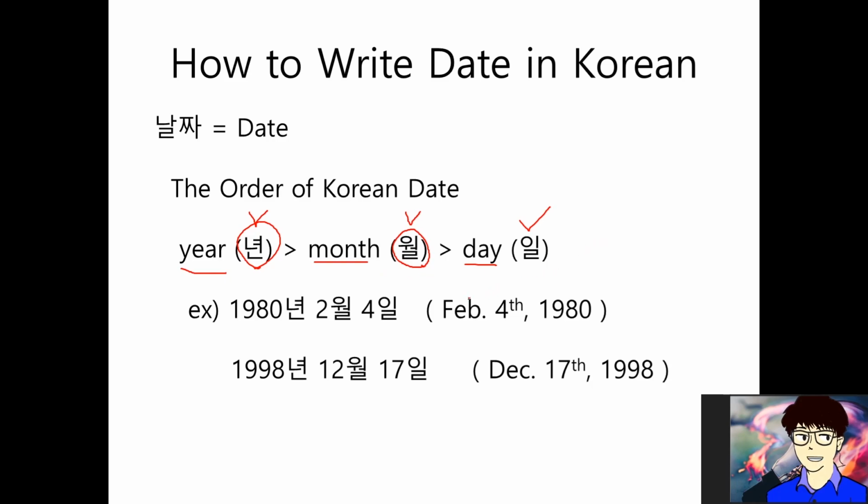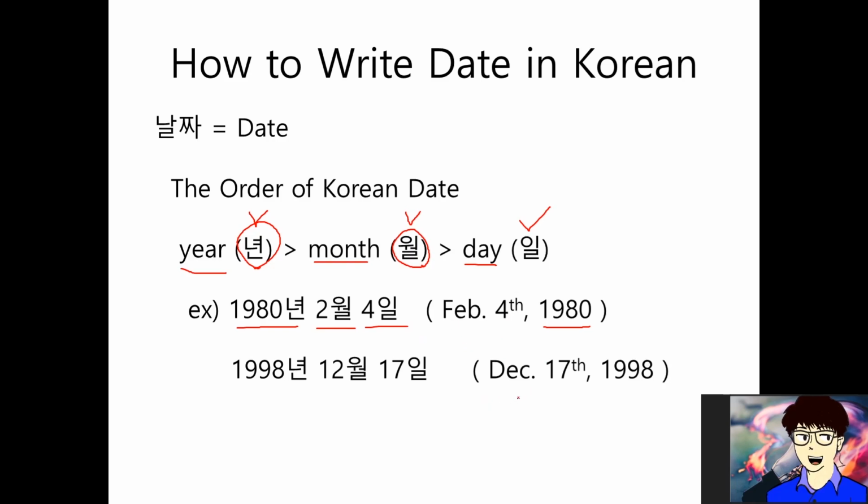Good. For example, when you try to say February 4th, 1980 in Korean, you have to say year first. So 1980년, and February, 2월, and 4th, 4일, like this. Can you follow me? Good.